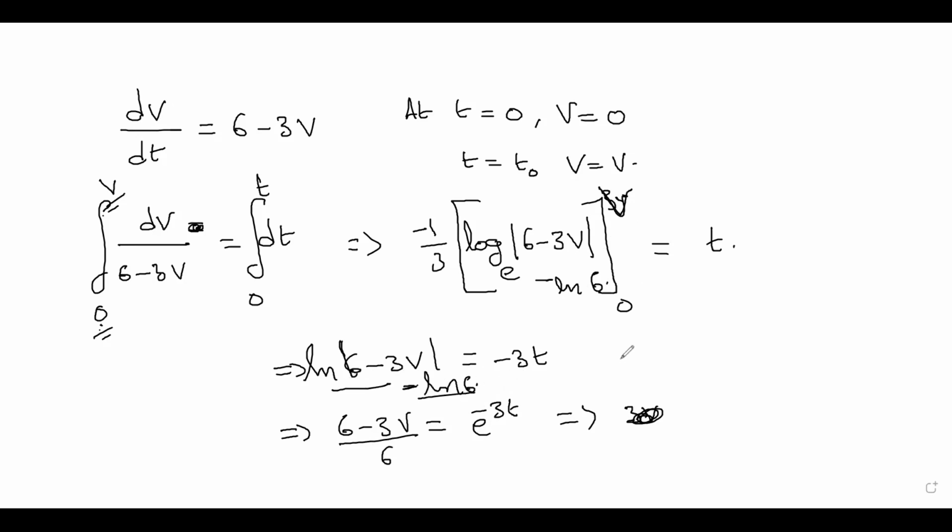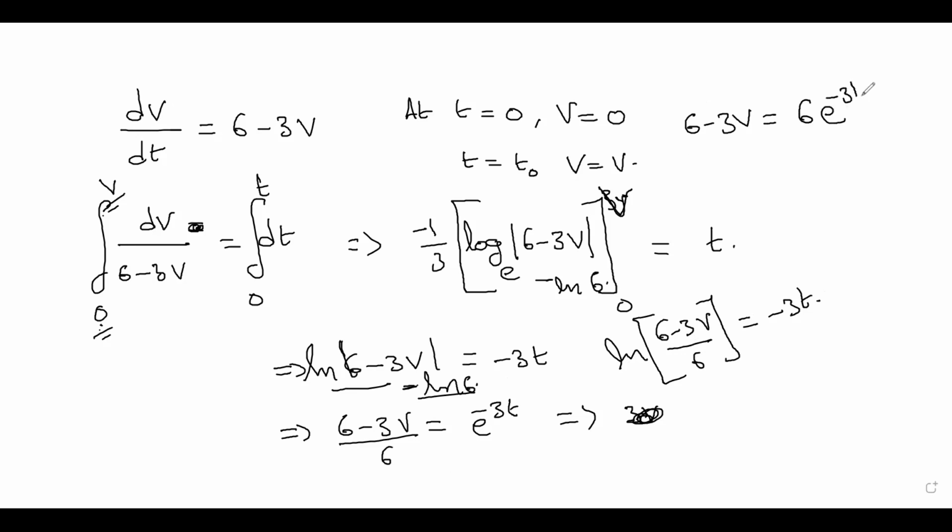So combining the terms, you get ln of 6 minus 3v divided by 6, and that is equal to minus 3t. So 6 minus 3v by 6 is equal to e power minus 3t. So you get 6 minus 3v is equal to 6 e to the power of minus 3t. Now you get 3v is equal to 6 minus 6 into e to the power of minus 3t.